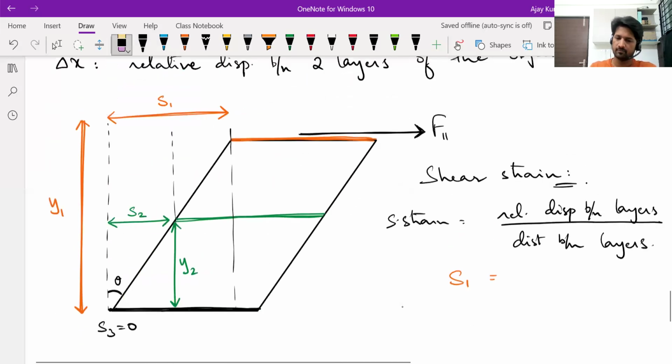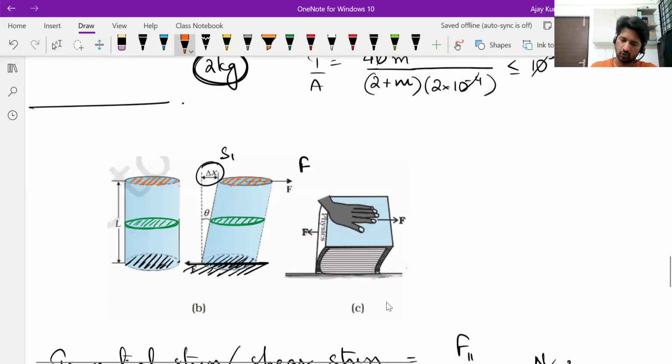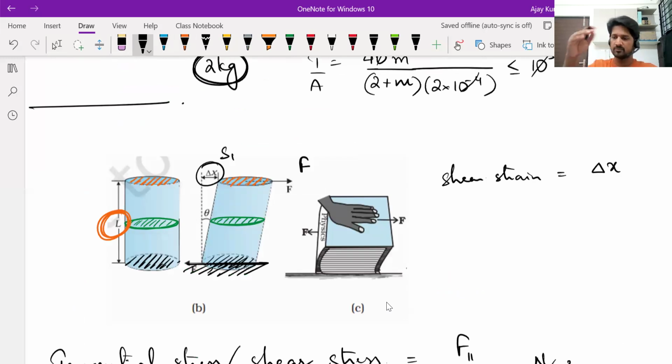Okay. Relative displacement between layers divided by the distance between the two layers. What's the distance from the black layer to the orange layer? Y1. In the diagram given in your book, it will be this length L. Okay. Therefore, shear strain is measured as delta x, the relative displacement between two layers, divided by the distance between the two layers, L. You can call it y also, the y coordinate.